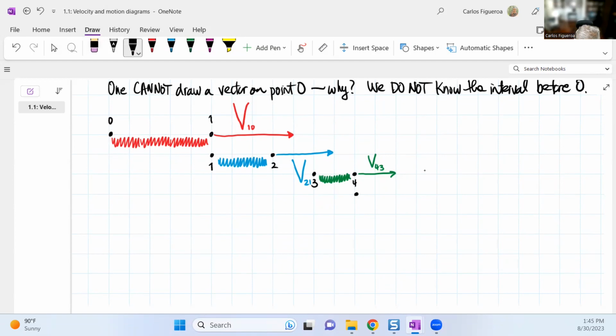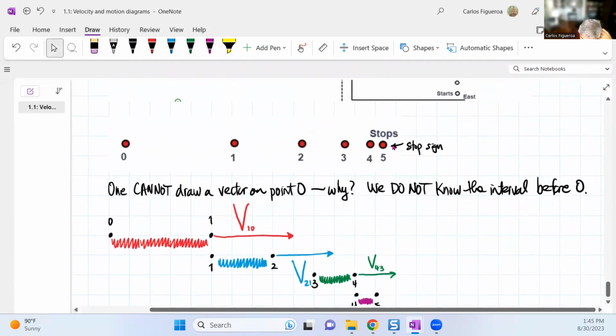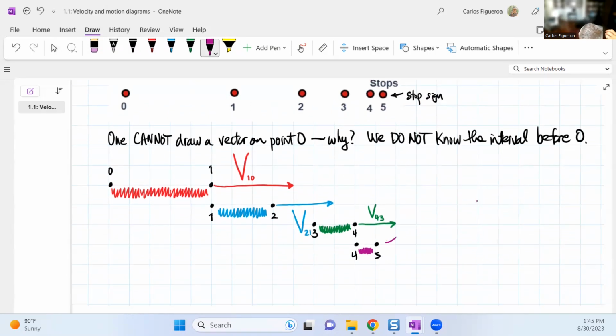So then if I go to 4, you could see that this is 4 to 5 here. Now we've got to be careful here, because what you're seeing is that I have this distance right here. But what happens at point 5? It stops. So there is no arrow at point 5. Right here, there is no arrow since it stops.